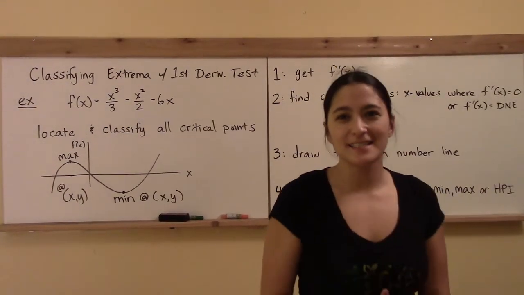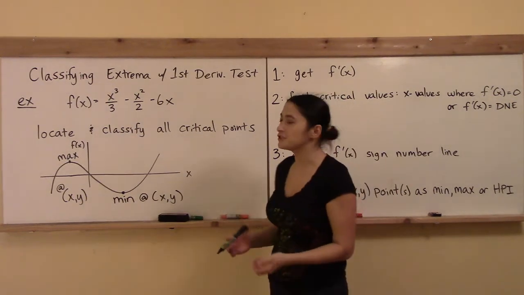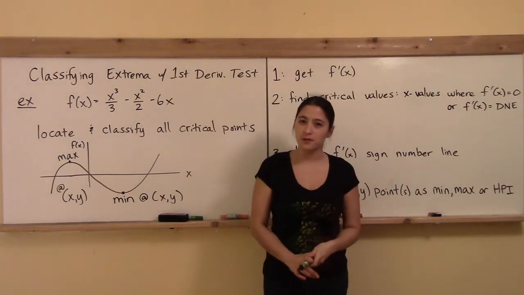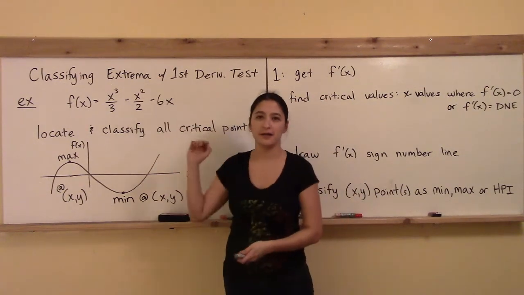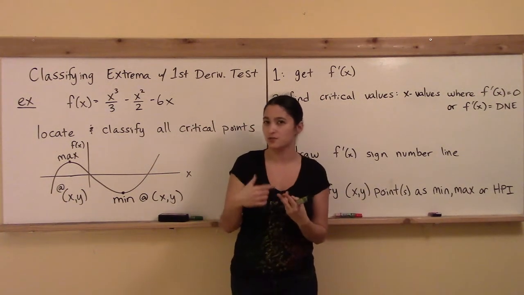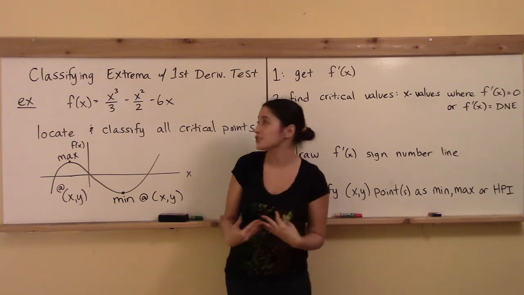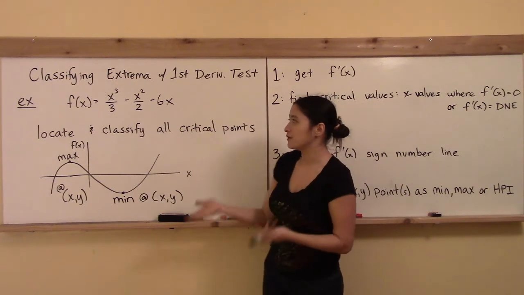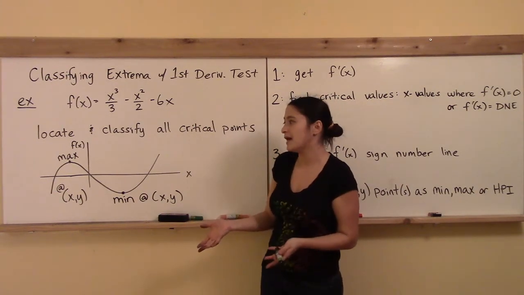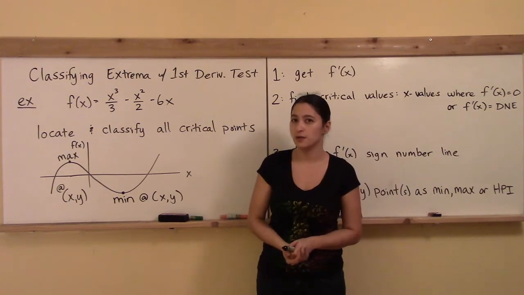Hi, let's get into some specific examples of how to classify extrema using the first derivative test. You should have already looked at the introductory video where we talk about what extrema are, and here I'm referring to relative maximums, relative minimums, and then the third type of critical point, horizontal point of inflection, and the first derivative test, which is a way to determine whether it's a min or a max or an HPI, depending on whether or not the derivative changes sign, and if so, in which way.